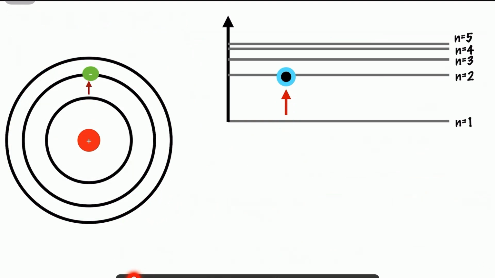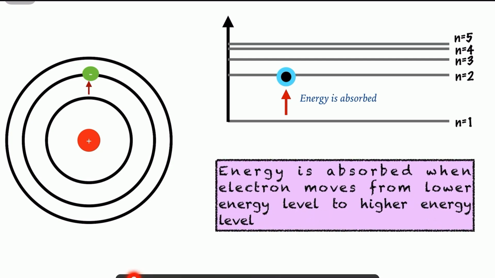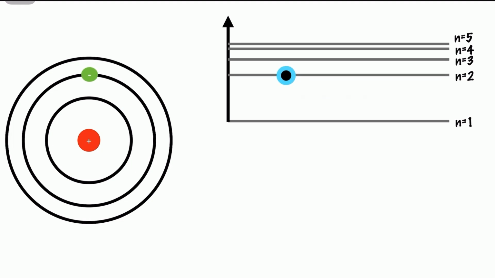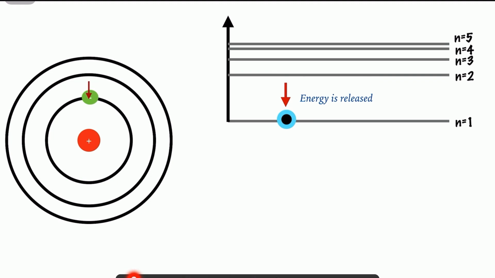This is an example when an electron makes a transition from the lower energy level n equal to 1 to n equal to 2, so energy is absorbed. When an electron makes a transition from the higher energy level n equal to 2, in other words, it falls back to the lower energy level n equal to 1, so energy is released.